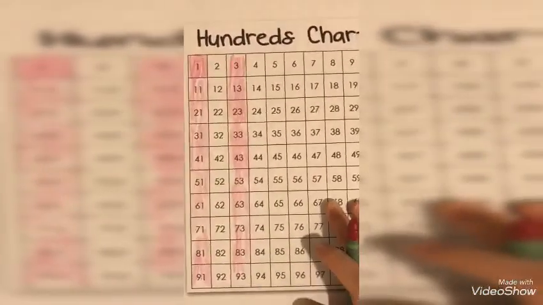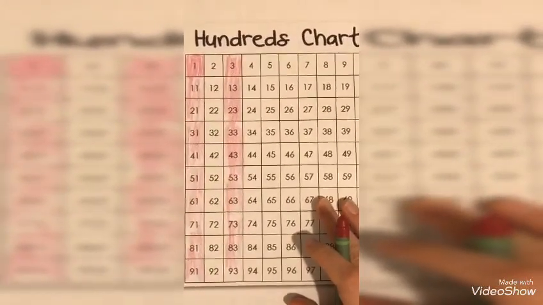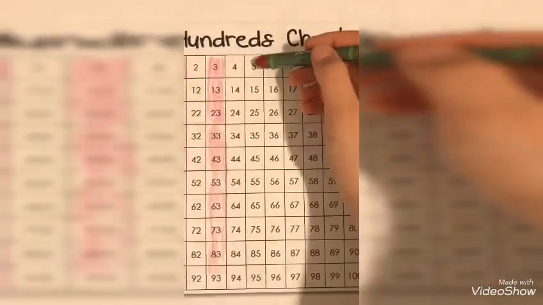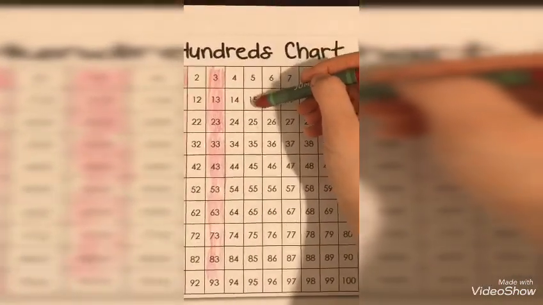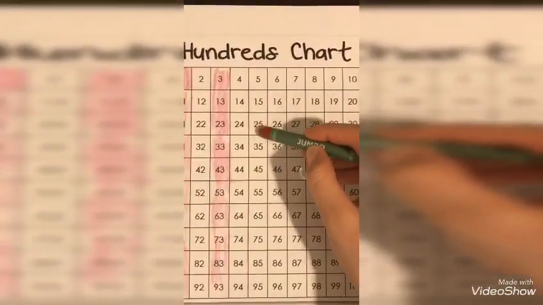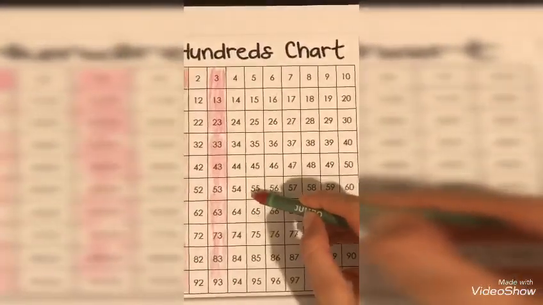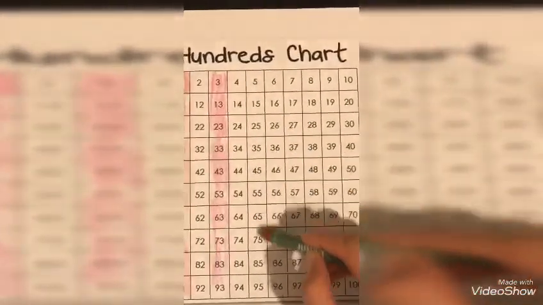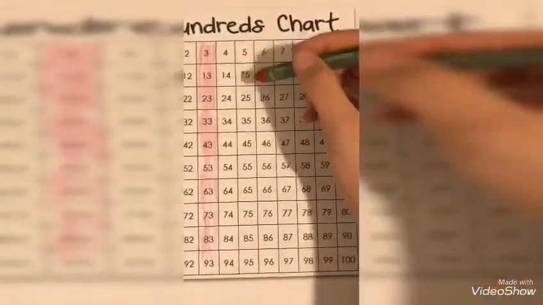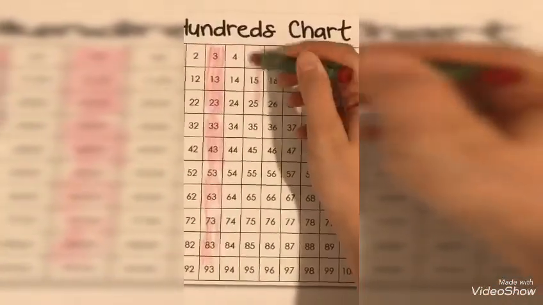Okay, now number 5 also is an odd number, and all the numbers that end with number 5, like 15, 25, 35, 45, 55, 65, all of them are odd numbers also. So let's color them red.